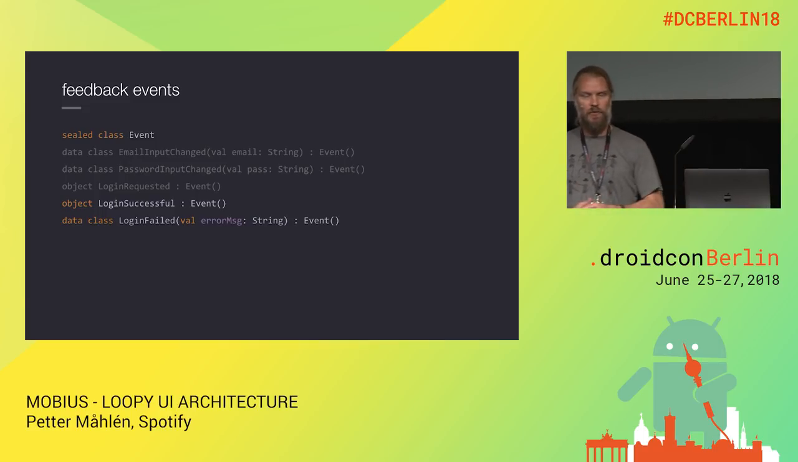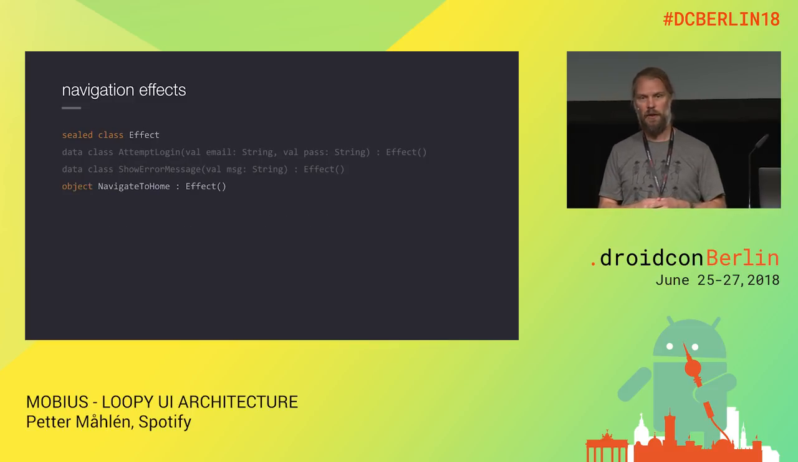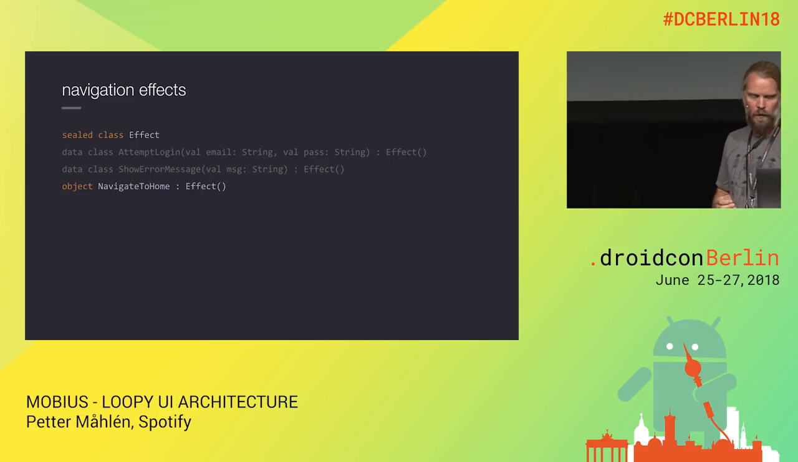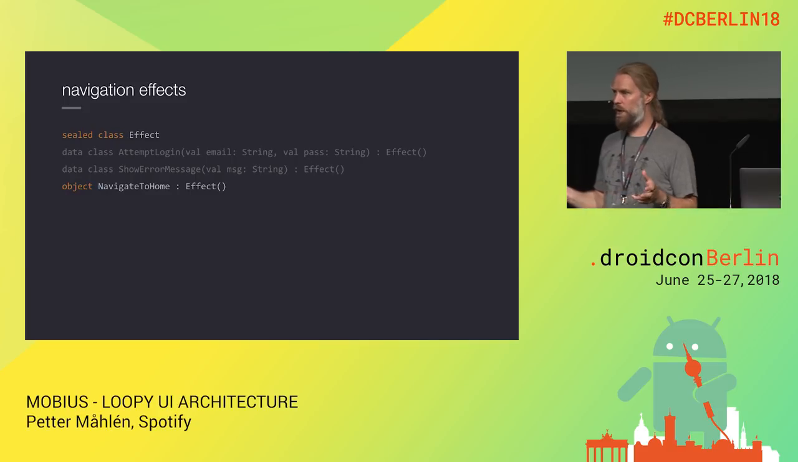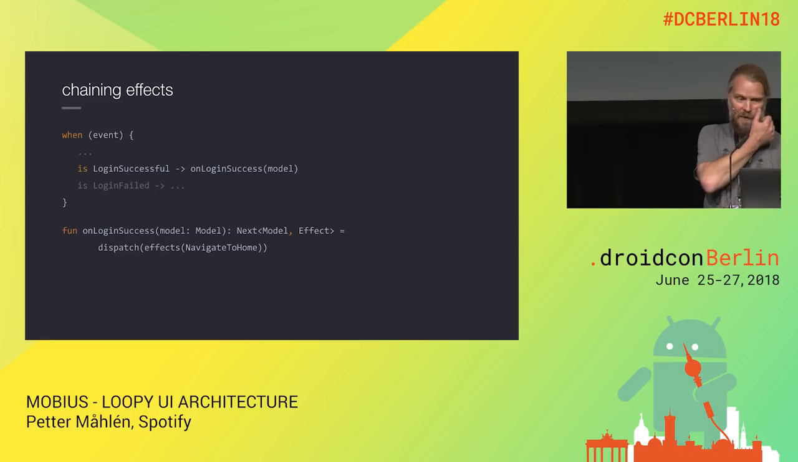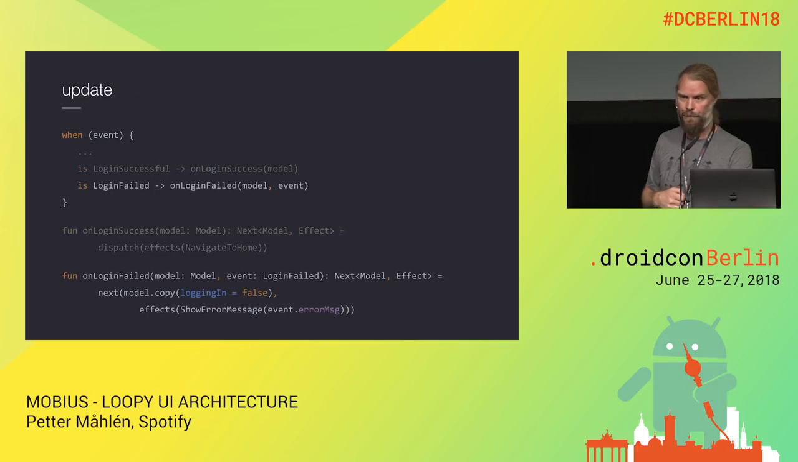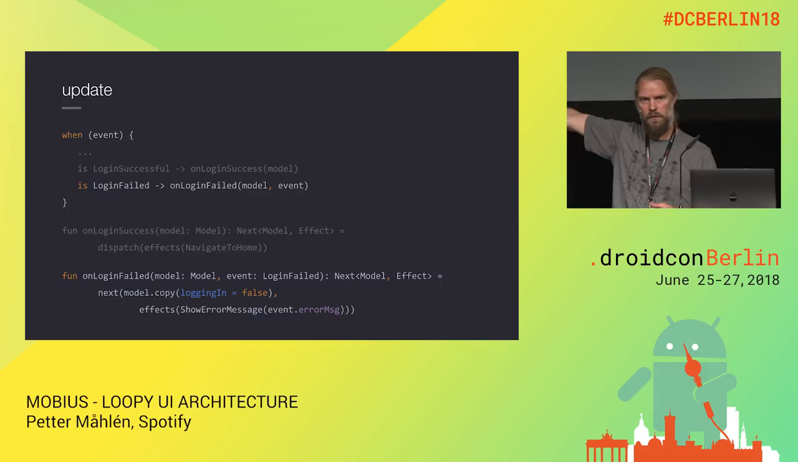So, based on an attempt login effect, there are at least two outcomes. Let's think of two outcomes. Either you succeeded, and that's just it, or you failed, and then there's some kind of error message. And if the login is successful, let's say we want to navigate to the home page. So we add an effect for navigating away from the login page to the home page. And then we go back to the update function and add some more handling. So on login successful, we just dispatch a navigate to home effect. And if it fails, we say, OK, we're no longer logging in. So we update the model, and we send an effect saying, show an error message, there was a failure logging in.